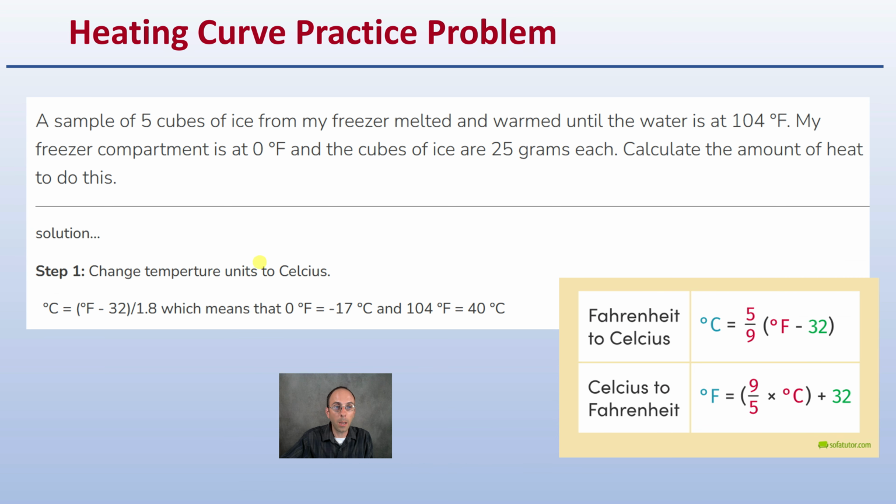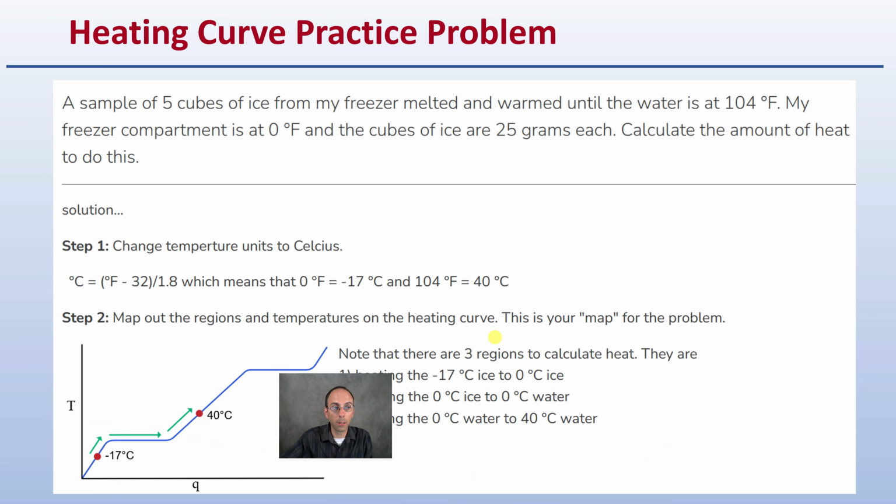So what's our first step here? Well, if you notice, the units given are in Fahrenheit, so you have to change those temperature units to Celsius. And here's a little conversion factor, and some examples as well, so you can plug in those Fahrenheit numbers and calculate them in degrees Celsius. So 0 degrees Fahrenheit is minus 17 degrees Celsius, and 104 Fahrenheit is 40 degrees Celsius.